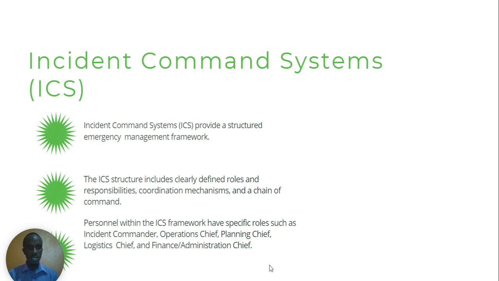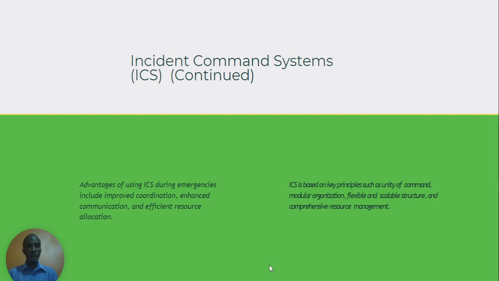Then logistics, the resources that will be needed. There should be someone responsible for coordinating all that, who is called the logistics chief. Then the finance or administrative chief should be able to avail the financial resources that are needed so that everything can go on smoothly without any hindrance of financial constraints. The roles of each are very well spelled out by this incident command system.